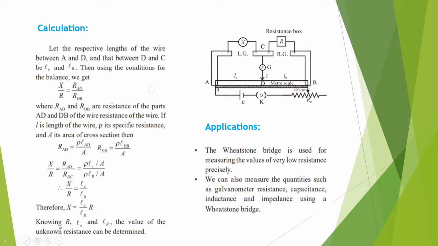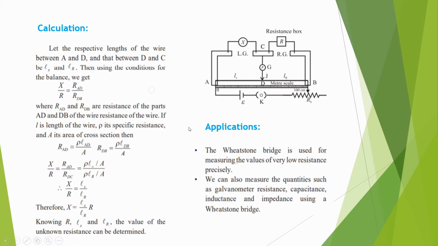We know R, the resistance which is taken out from the resistance box. We can measure the length LX and the length LR. So we know the values of R, LX and LR. By substituting these three values, we can determine the unknown resistance X. That is the explanation of the meter bridge: we can determine the unknown resistance X.